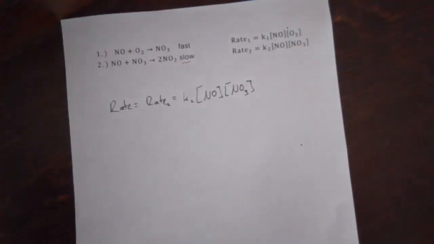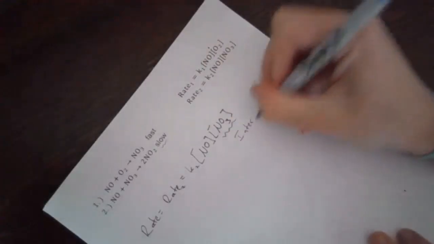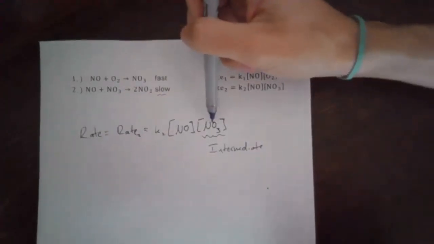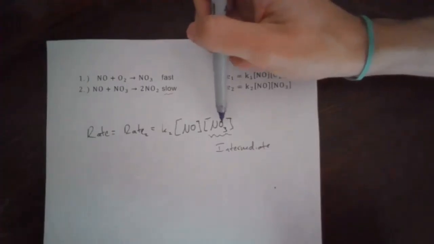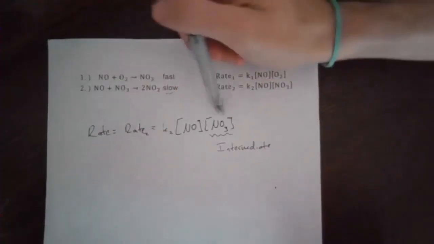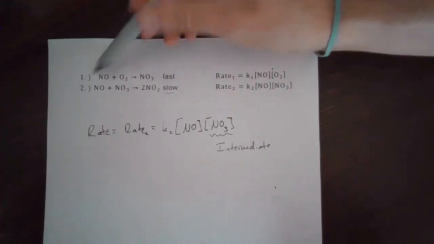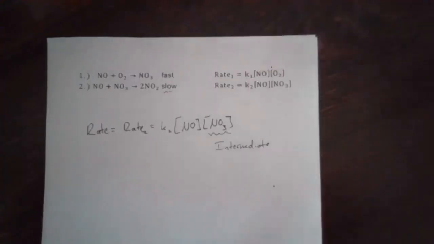And so where the problem comes in, and this always happens when the second step is slow, is that NO3 is an intermediate. So I don't want to say the overall rate is dependent on the concentration of an intermediate. That is true: the actual rate of the reaction depends on the concentration of this intermediate, this thing that is formed in the first step and then consumed in the second step. The reason why I don't want that for my overall rate law is I don't have direct control over the NO3 concentration.